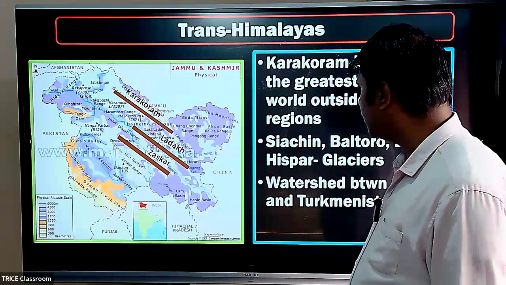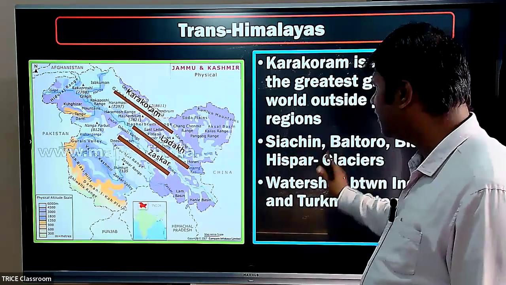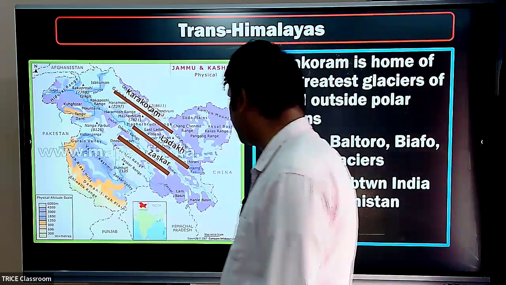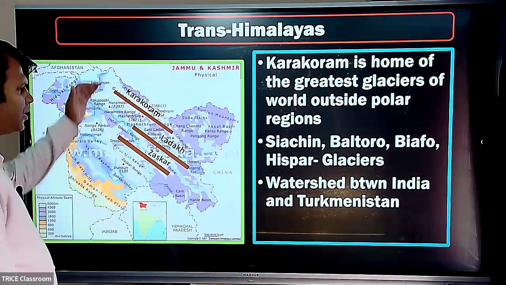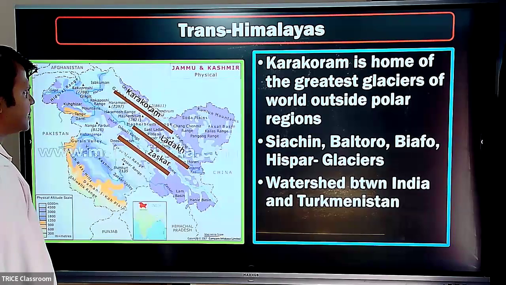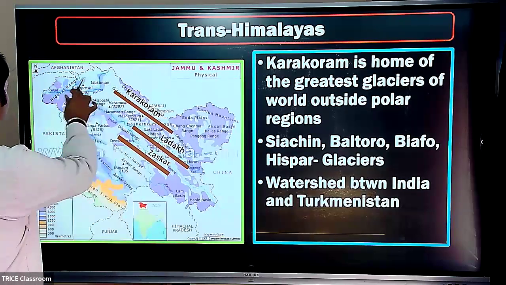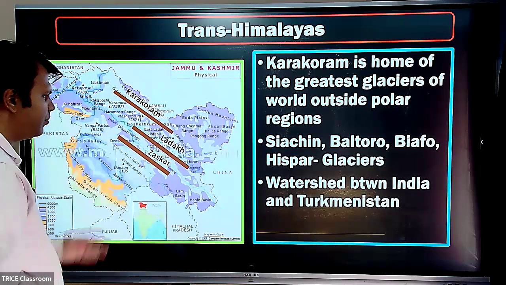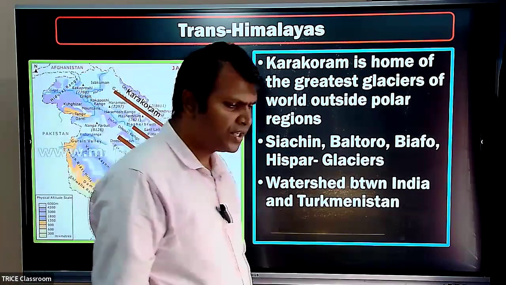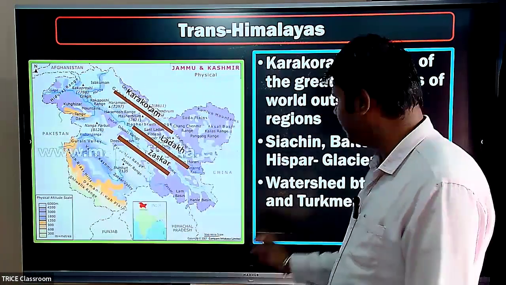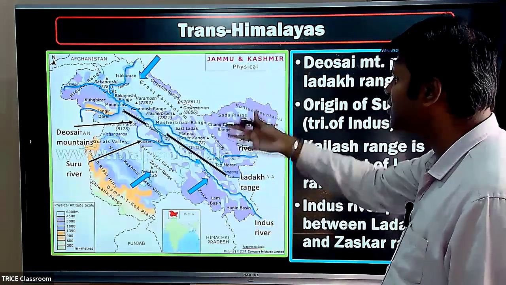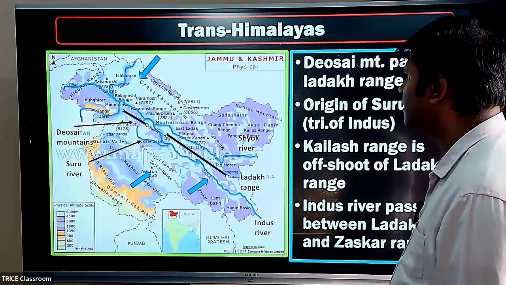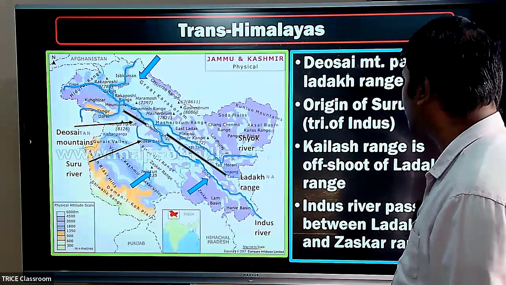That's the kind of region. This is a very, very cold region in the Indian part. Then it is also a watershed between India and Turkmenistan. So this range basically creates a barrier between India and Turkmenistan. Turkmenistan is just located above Afghanistan. Okay, if you have a world map, please look at it.